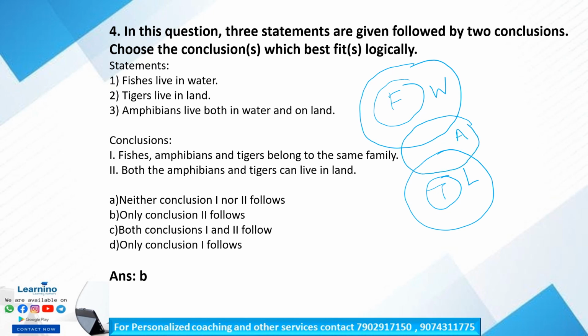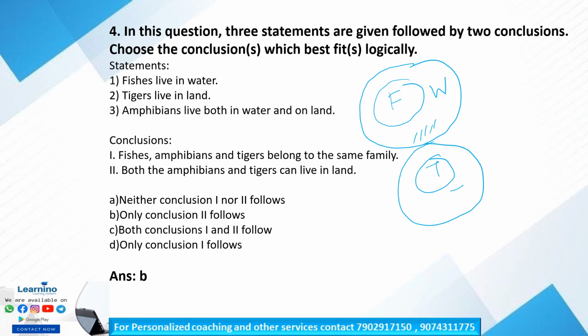So that the amphibians can live both in water and land. Is it clear? Or else we can do a change like this also. Tigers live in land, and the amphibians live in both water and land. So this circle is amphibian. This is water, this is fish, this is tiger, and this is land. Is it clear? This is land, right?